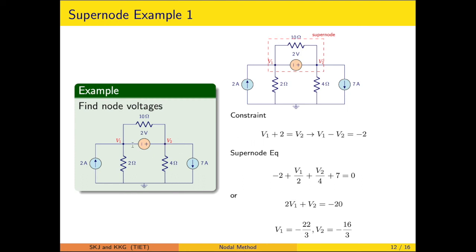So what is the constraint equation in this? V1 plus 2 is equal to V2. This particular is a constraint equation. You can rewrite it in a different form, V1 minus V2 is equal to minus 2. Now we have to write the KCL equation. Corresponding to this supernode, this will be the outgoing current V1 upon 2. This particular will be the outgoing current V2 upon 4. This is an inward current, so minus 2. This particular is outward current, so plus 7. So it ultimately results in an equation like this.